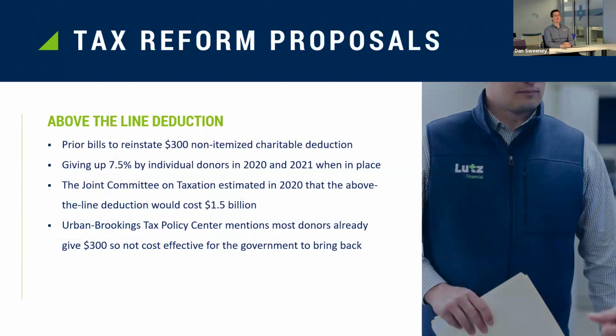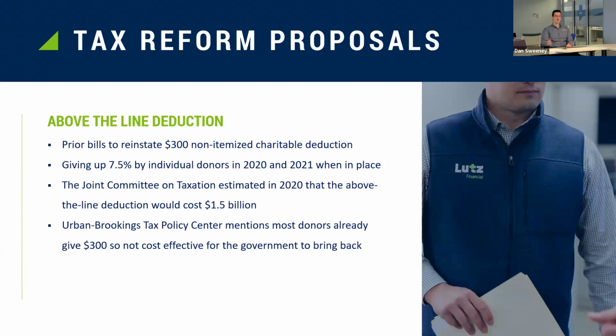One thing that came about during COVID was this whole $300 non-itemized charitable deduction. So in general, if I'm making a donation to a charity, I need to itemize my deductions before I can even see any type of charitable tax benefit for it. There was a period of time where we had this $300 charitable deduction. You could claim it without having to itemize your deduction. And if you take a look at a quick statistic there, giving was up by about 7.5% for individuals when we had that in place.